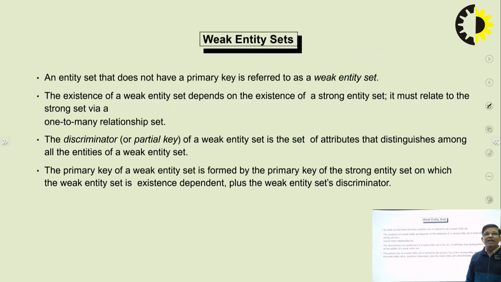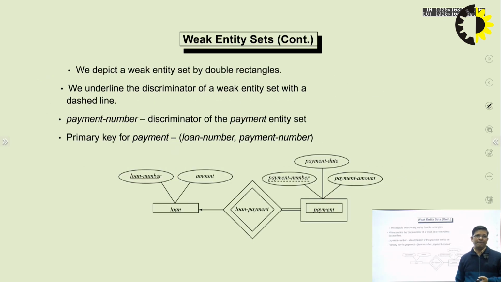Weak entity set. A weak entity set does not have any primary key and can be treated as a weak entity set. The existence of a weak entity set depends on the existence of a strong entity set. It must relate to the strong set via a one-to-many relationship. This is an example of a weak entity set: payment number, payment date, payment amount. The payment numbers are 1, 2, 3, 4, 5. So this is the weak entity, and this is related with the loan, where loan number is the primary key, and this is the relationship.